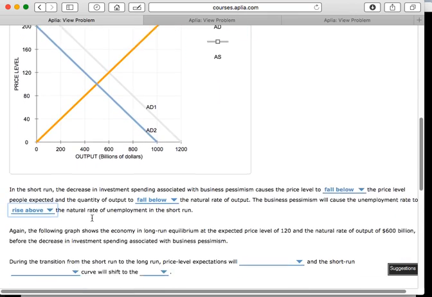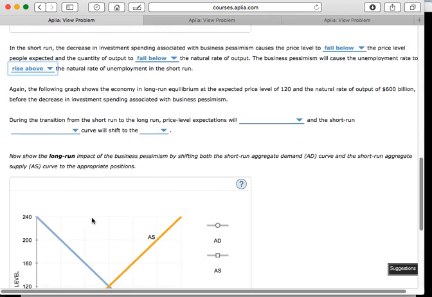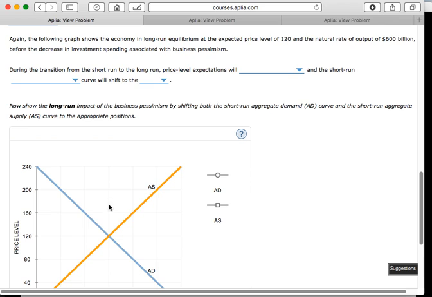That's pretty simple. Now we get the question again: the following graph shows the economy in long-run equilibrium with the expected price level of 120, the natural rate of output of 600 billion, before the decrease in investment spending associated with business pessimism. It's just saying that here we have the same graph as before. Nothing's different. And then it's asking us what's going to happen during the transition from the short run to the long run: what's going to happen to price level expectations, and in the short run, which direction either the aggregate demand or aggregate supply curve will shift.